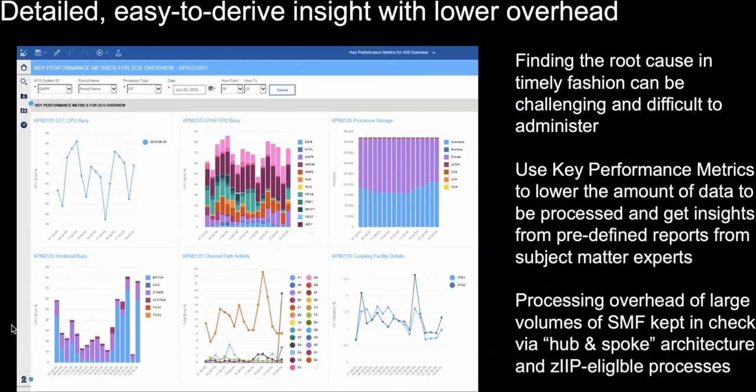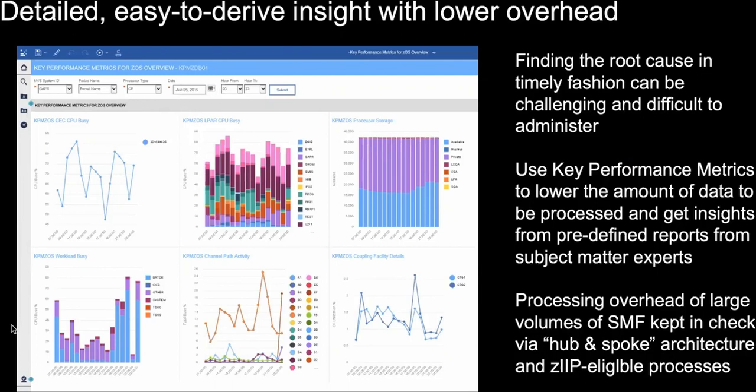This is also achieved while lowering the overall processing seen with SMF data. There's several parts to that. Firstly, the key performance reports reduce the amount of data needed. Because we've identified which are the key metrics to focus on, we've also cut down on the amount of SMF data that's needed. So you only collect what's needed, and then if there's more information that you need, you can expand upon that.